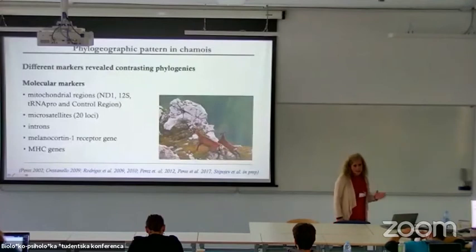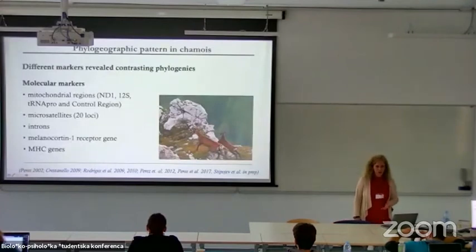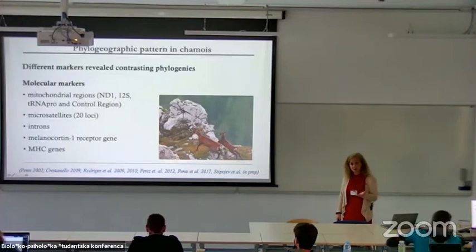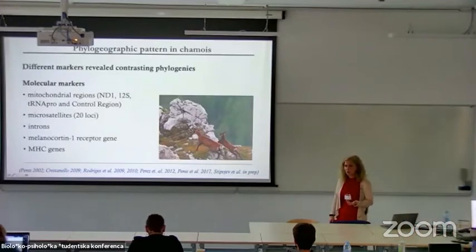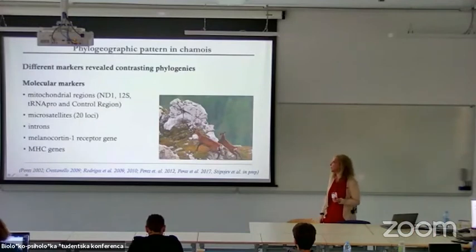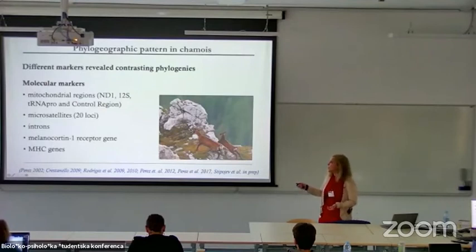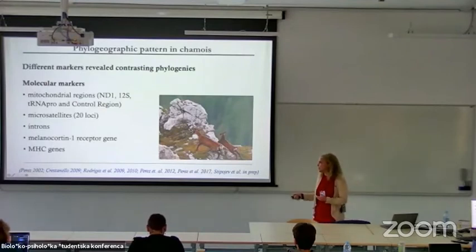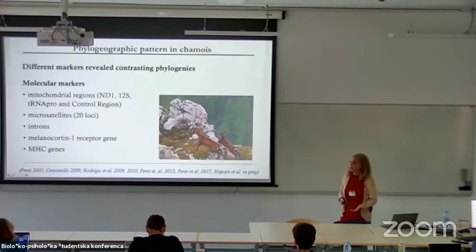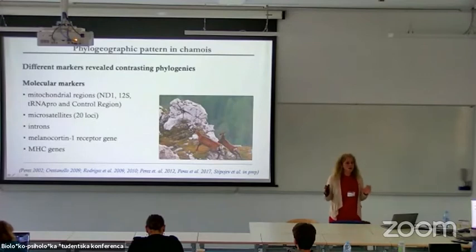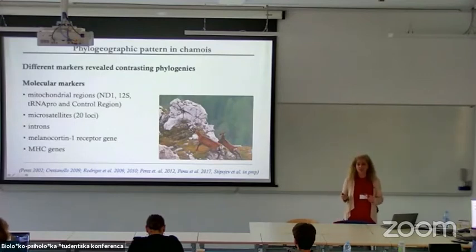There are many studies done on the taxonomy, phylogeography and phylogeny of these species, because this is also a game species. It's very interesting to humans. We can say that it's a keystone species in alpine habitat. As you may see, a lot of publications have come up, studying different molecular markers and approaches. They use a mitochondrial region, microsatellites, introns, the melanocortin 1 receptor gene, MSC genes, to estimate the history of the chamois and the phylogeography, and of course the subdivision of the subspecies.